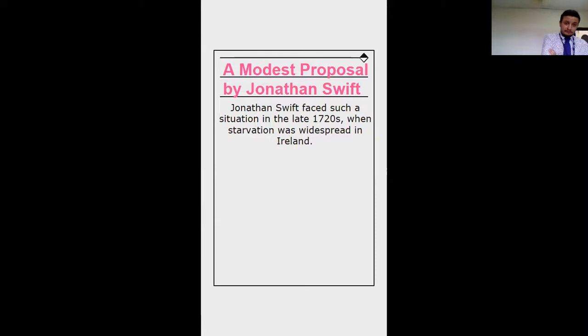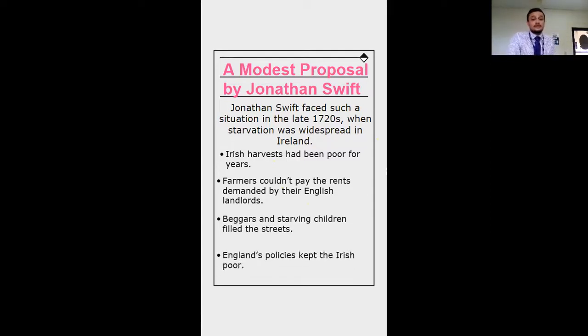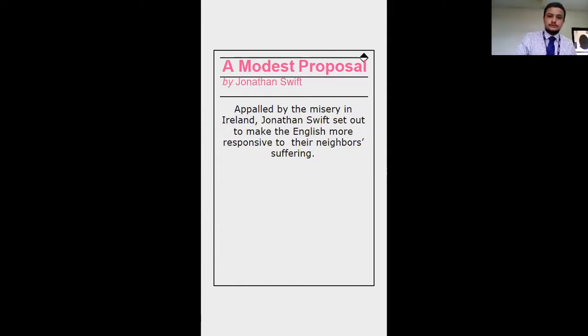This proposal by Jonathan Swift faced such a situation in the late 1720s, when starvation was widespread in Ireland. Starvation, hambruna, hambre. Irish harvests had been poor for years. Farmers couldn't pay the rent demanded by the English landlords. Beggars and starving children filled the streets. England's policy kept the Irish poor. Upset by the misery in Ireland, Jonathan Swift set out to make the English more responsive to their neighbor's suffering.